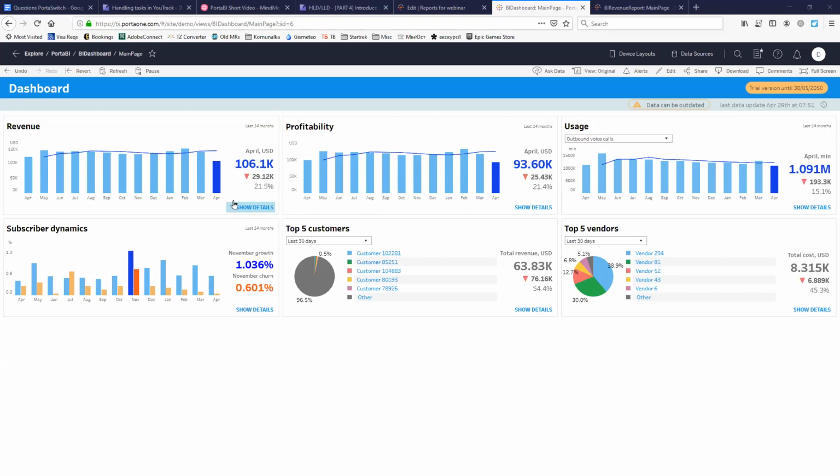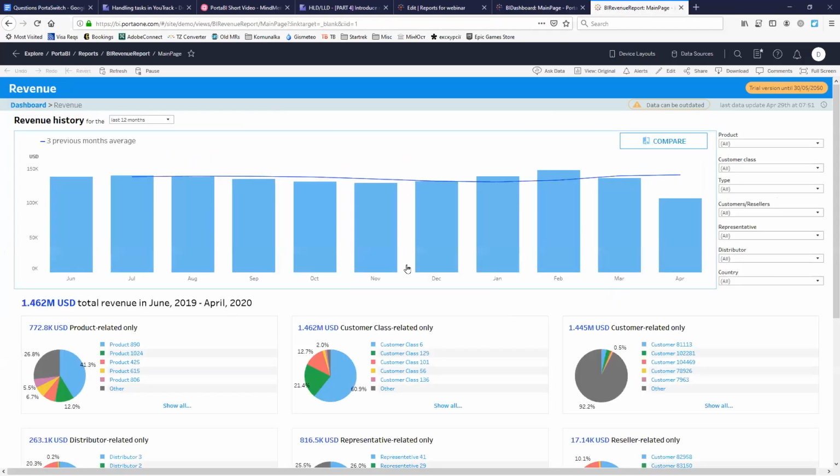How can we look into more details? Normally, if I'm interested in revenue, I want to see what affected my revenue, like where was the biggest growth, where I had some issues with revenue. I would open the report by clicking show details and go to another tab to look at the report. So the revenue report, again, shows the same history for the last 12 months.